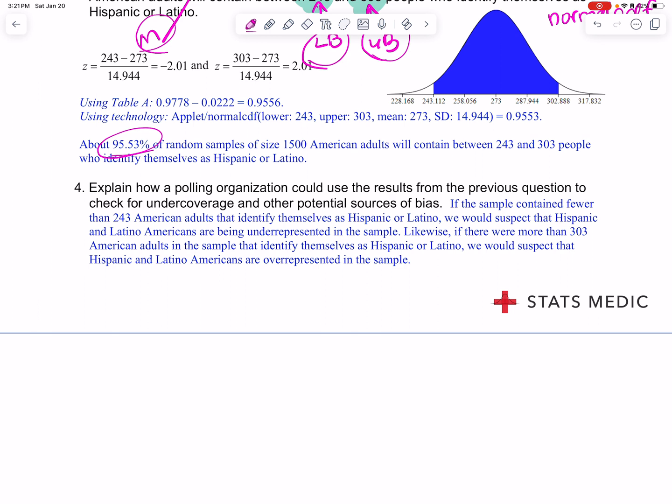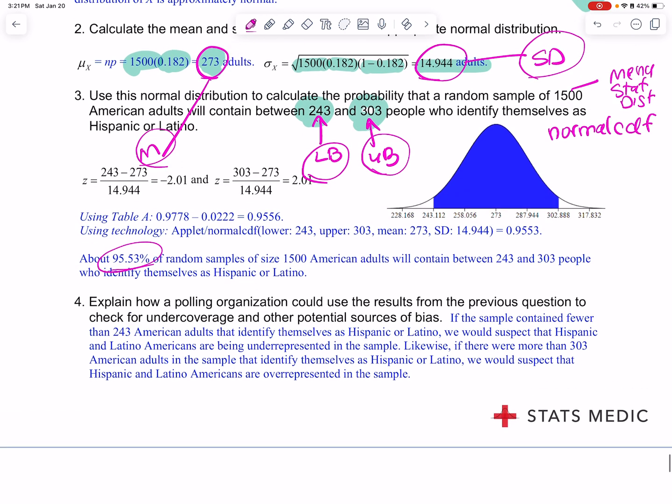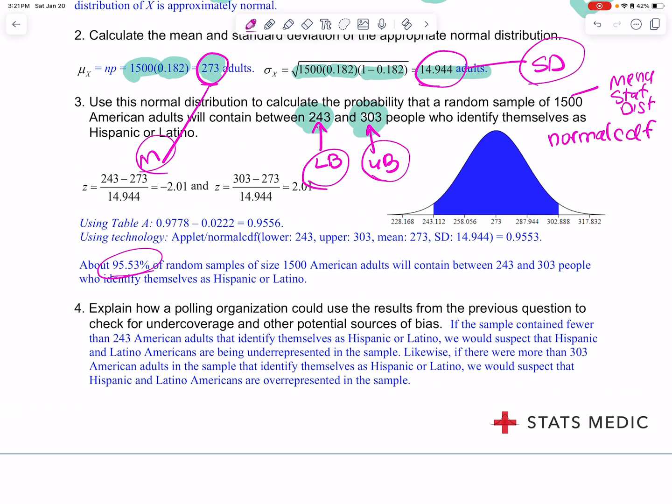This could be undercoverage. Because if we had a sample of fewer than 243 American adults that identify themselves as Hispanic or Latino, we would expect that Hispanics and Latinos are underrepresented in the sample. Likewise, if we had more than 303 adults in the sample that identify as Hispanic and Latino, they would potentially be overrepresented in the sample. It's really, really important to make sure that the representation of your population is the same in your sample.